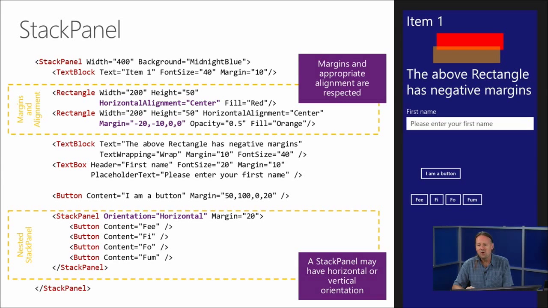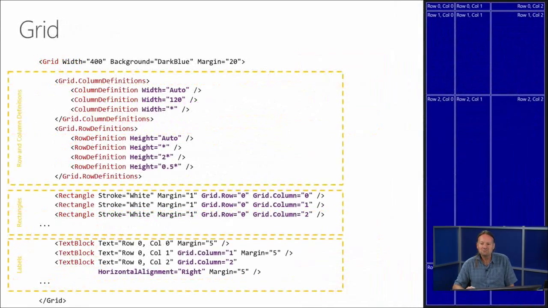And then you can see the bottom one has a stack panel orientation of horizontal, where we've just got 4 buttons, fee, fi, fo, fum, and unsurprisingly, it just stacks them, positions them horizontally. That margin equals 20 puts a margin between every element inside it. So you can see examples of how that works.